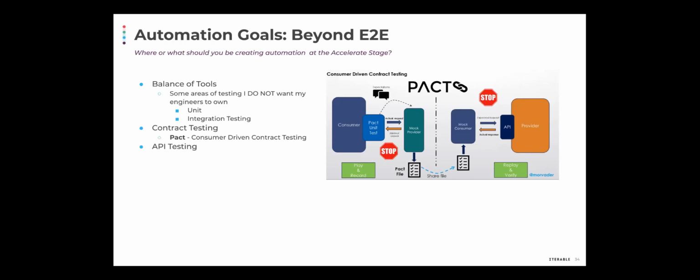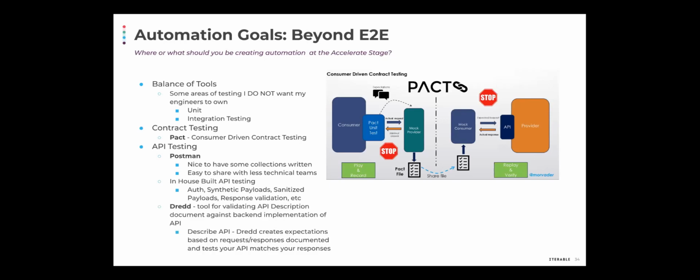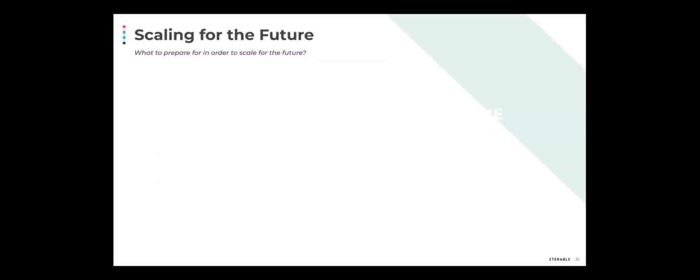We also do partner API testing, right? For example, we maintain Postman. It's nice to have some collections written, easy to share with less technical teams. But for your in-house built API testing, Postman does not do everything. And while it's great, I don't think it's encompassing enough, right? So we also built our auth testing, synthetic payloads, sanitized payloads, response validation, etc. Other things that are nice, for example, is Dredd. It's a tool that validates API description documents against backend implementation. So we partner with this, right? Maybe a developer might stand it up, but we'll contribute to it.